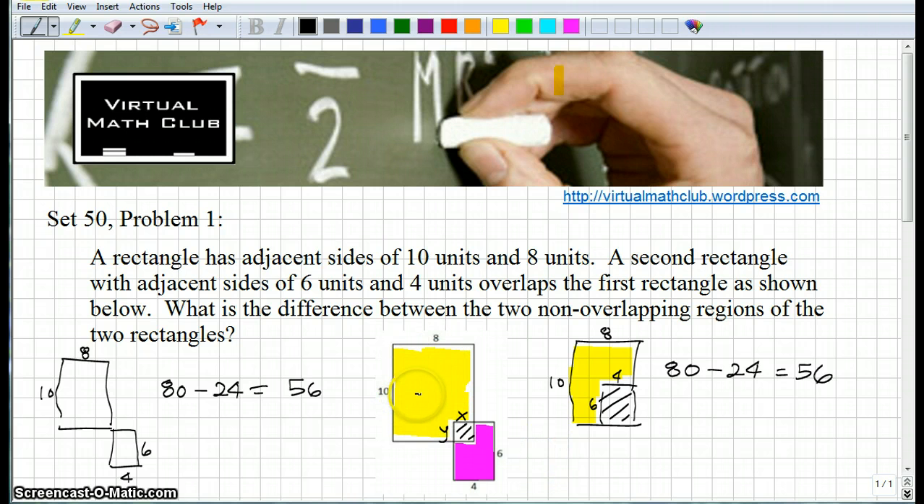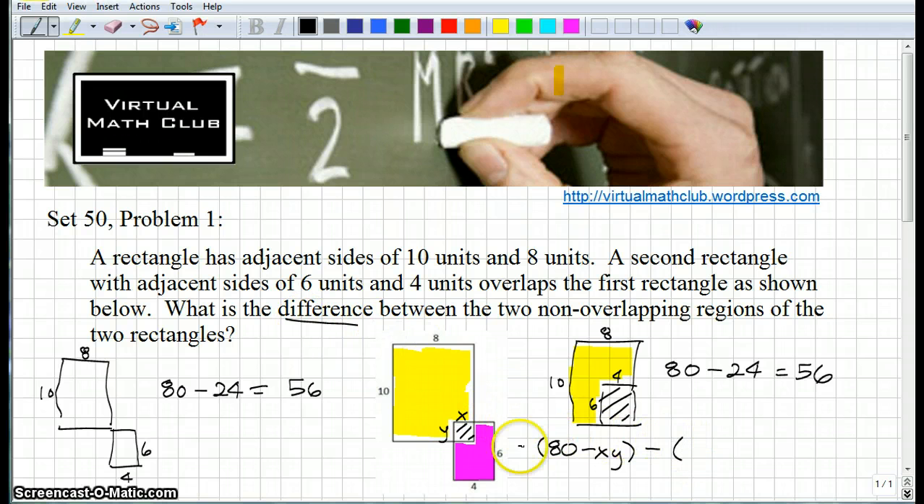So we're looking for the difference between the yellow and the pink areas. So it's basically yellow minus pink. So the yellow area is going to be what? It's going to be 80, which is the area of the big rectangle, 8 by 10, and then minus xy, xy being the area of the overlapping region. So that's the yellow area. That's the first non-overlapping region, and we want to subtract from that the other non-overlapping region, because we're looking for the difference between the non-overlapping regions.